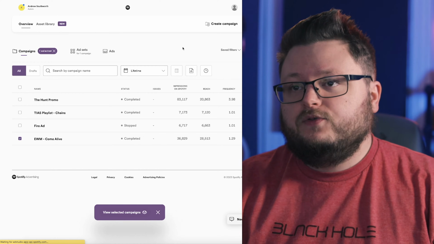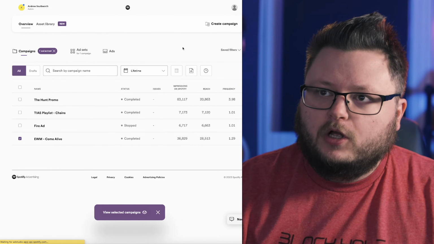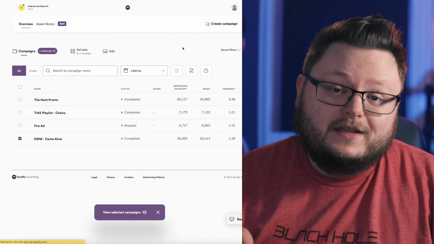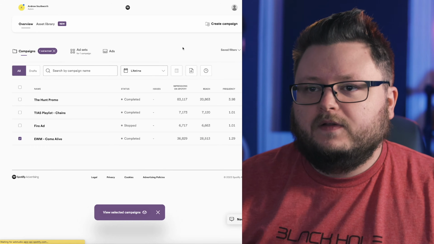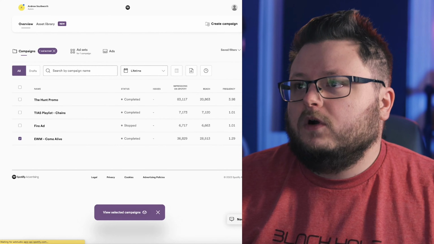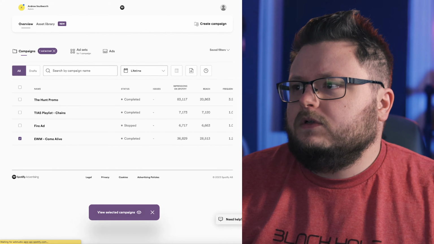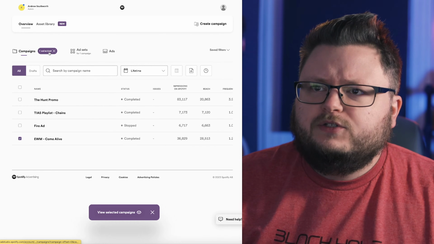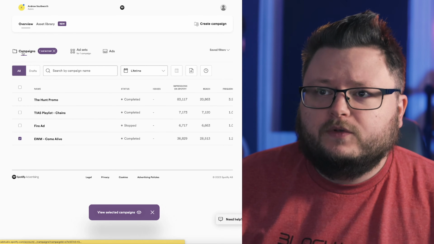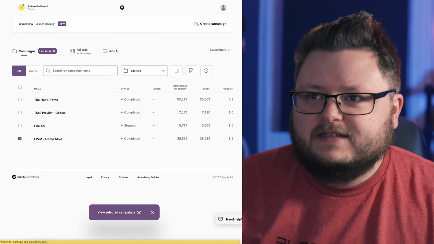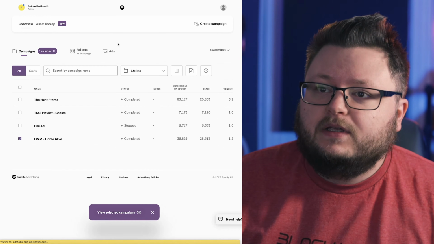This is Spotify Ad Studio. If you just go to ads.spotify.com, you can go there and make an account. It doesn't cost anything to make an account, but of course you spend money on the actual ads. Let me adjust my screen a little bit here. So it's broken up just like Facebook ads. If you're familiar with Facebook ads, you have campaigns, ad sets, and ads. It's exactly the same thing, essentially.